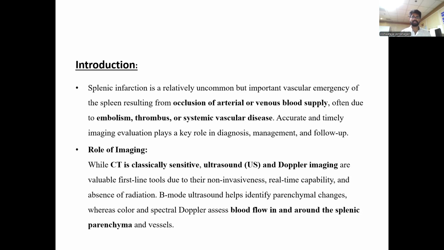Role of imaging. While CT is the classical sensitive modality, ultrasound and Doppler imaging are valuable first-line tools due to their non-invasiveness, real-time capability, and absence of radiation. B-mode ultrasound helps in identifying the parenchymal changes, whereas color Doppler and spectral Doppler assess the blood flow in and around the splenic parenchyma and the vessels.